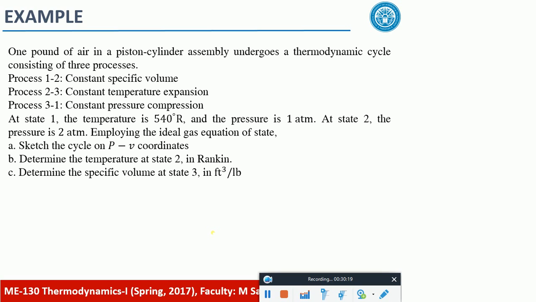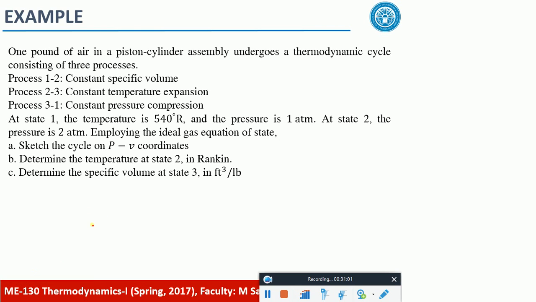Employing the ideal gas equation of state, and what is that ideal gas equation? PV equals RT, and what is that V, the larger one or the smaller one? It's the smaller one, remember that, okay? So, employing the ideal gas equation of state, sketch the cycle on PV coordinates. By the way, I hope you understand we have 3 projections, PV, TV and PT, right?